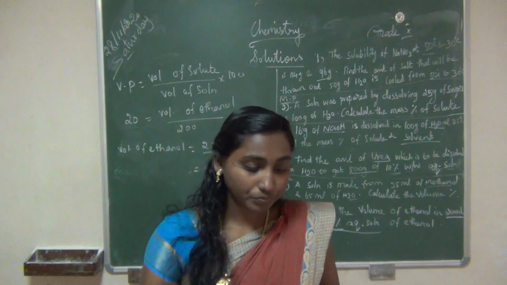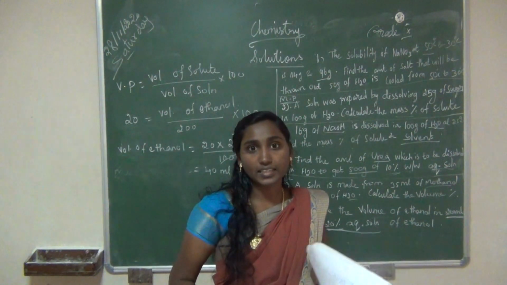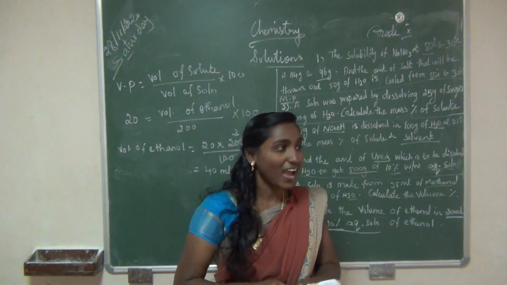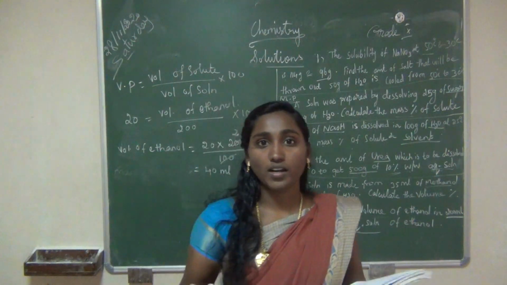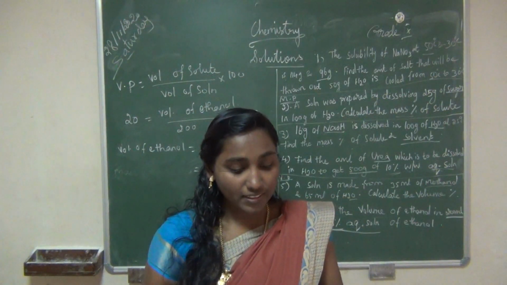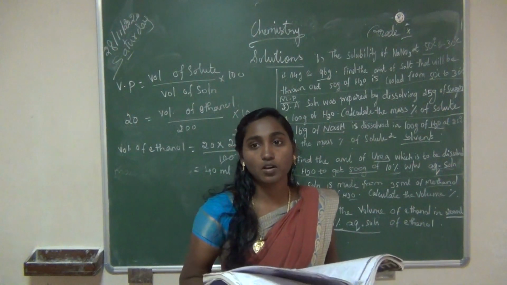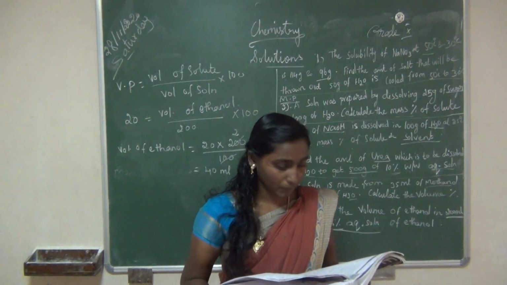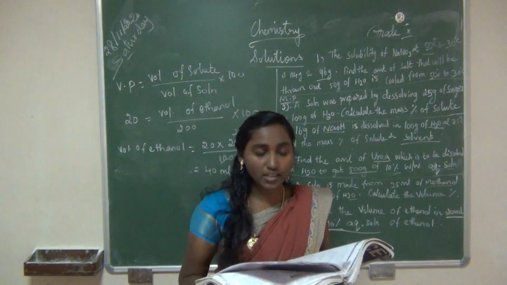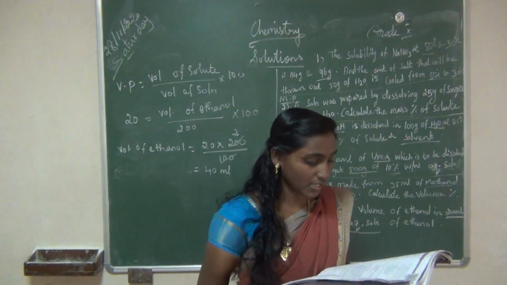Then the eighth one: a 25% alcohol solution means it contains 25 ml alcohol and 75 ml water. Option C. Then the ninth one: deliquescence is due to strong affinity to water. Option A, strong affinity to water. Then the 10th one: which of the following is hygroscopic in nature? Silica gel. Option C.